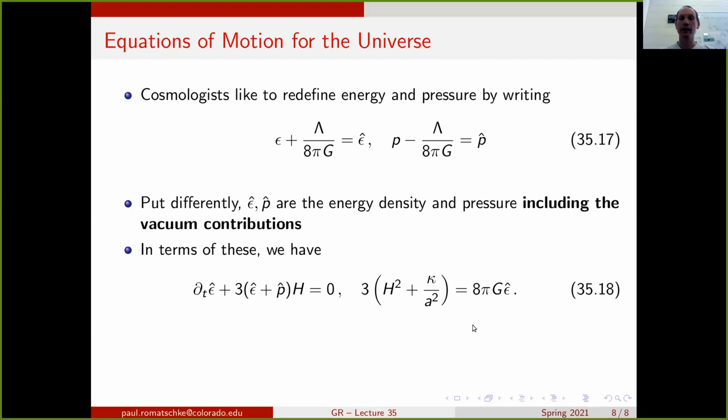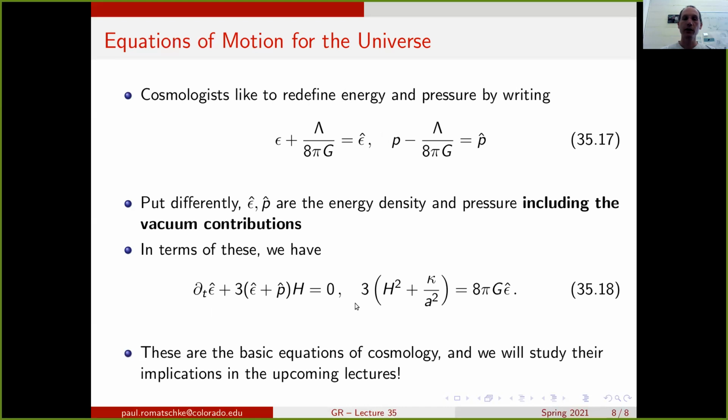But I should be pointing out that it is an open problem to figure out what exactly the energy density and the pressure of the vacuum is, because we have a notorious problem with calculating these objects from our current theories of quantum field theory. We typically cannot successfully calculate something for lambda that would match observational data, but more on that later. So these equations in 35.18 are the basic equations of cosmology, and in the following lectures we will study their consequences.